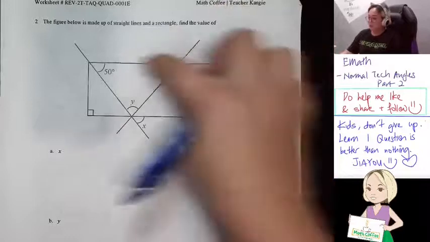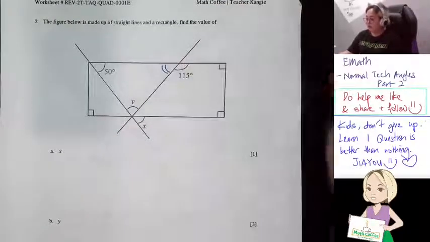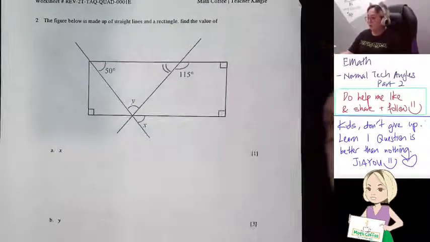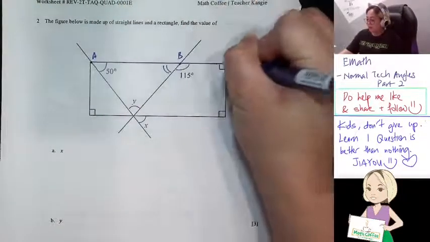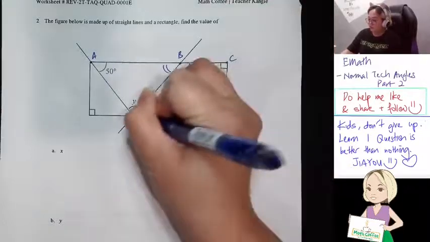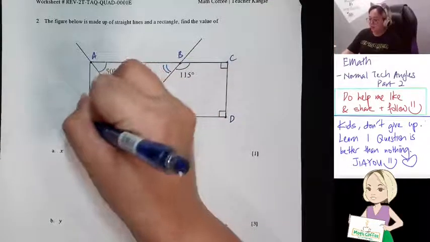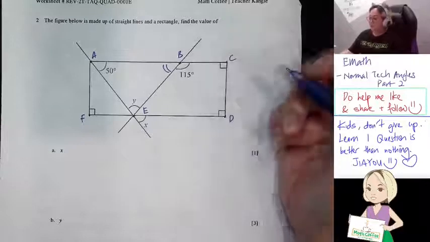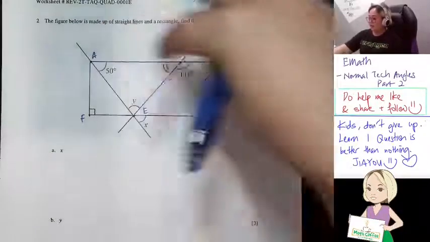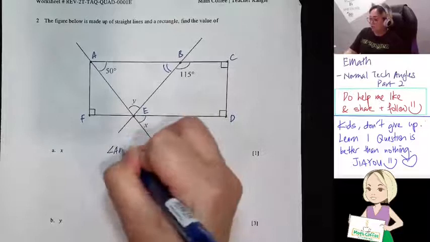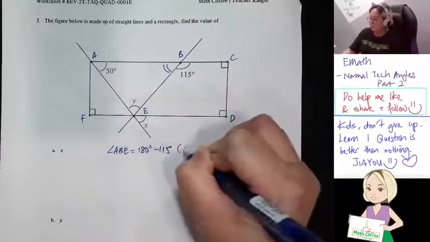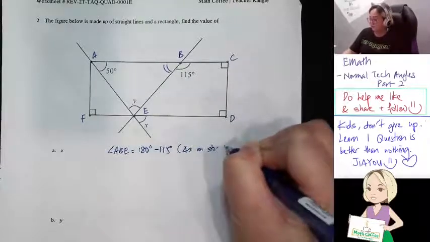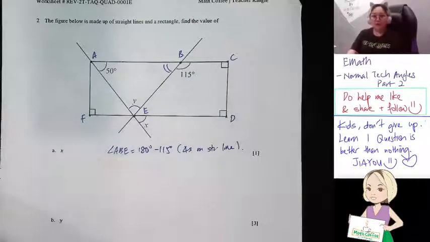Because this is a straight line, and this one has no alphabet, you can give your own alphabet. You can label this as A, B, C, D, E, and F. So you will say angle ABE is equal to 180 minus 115. This is angles on a straight line. So 180 minus 115.